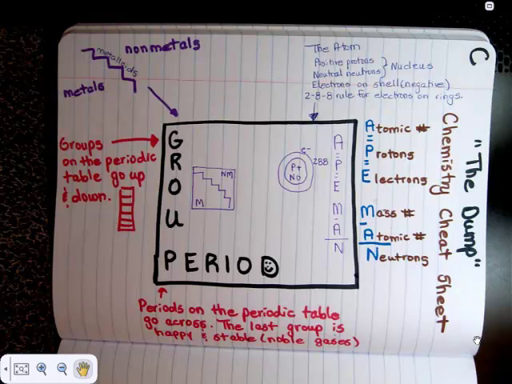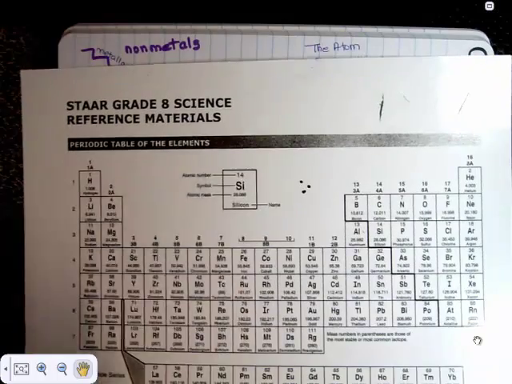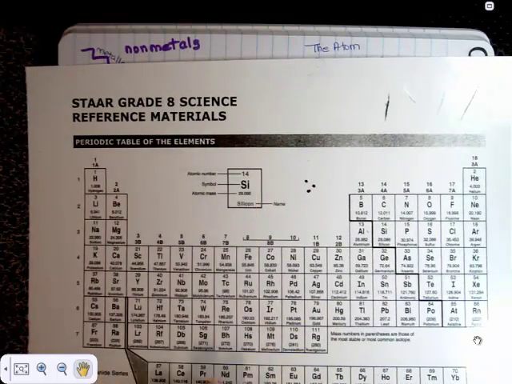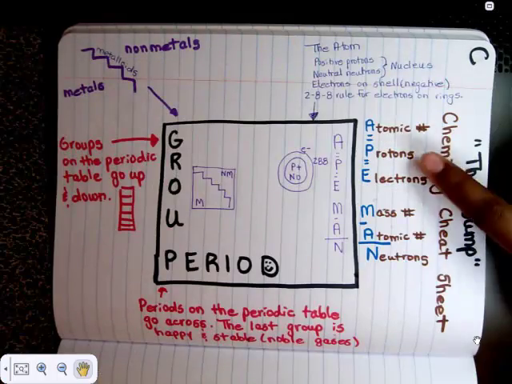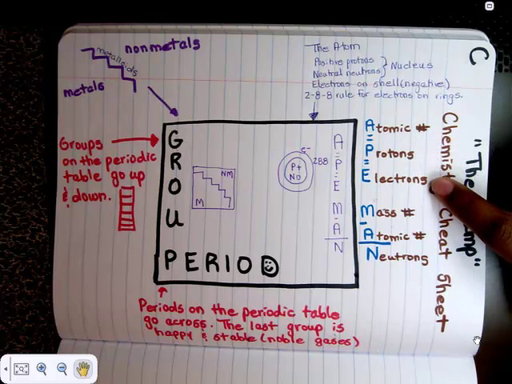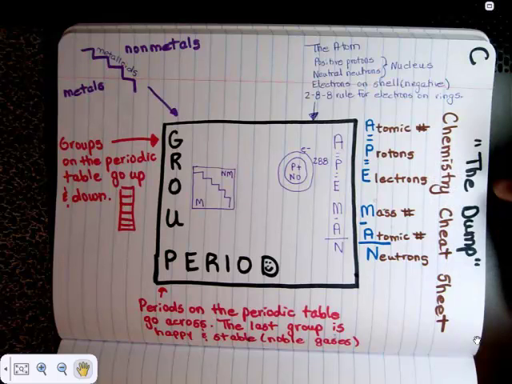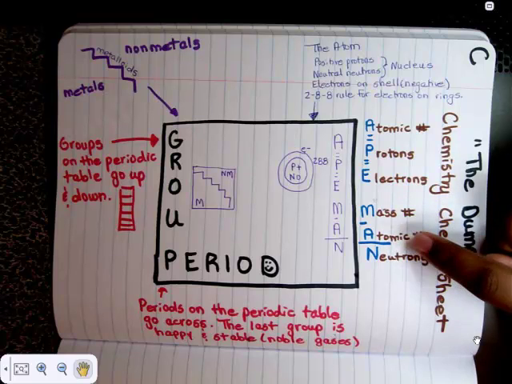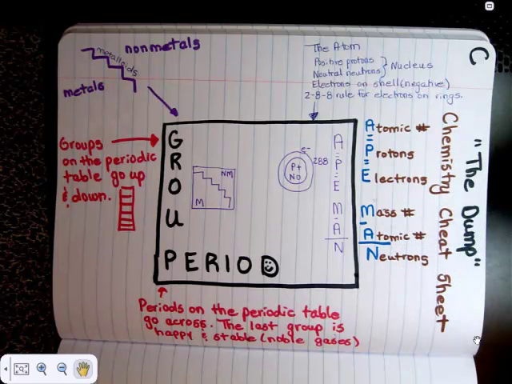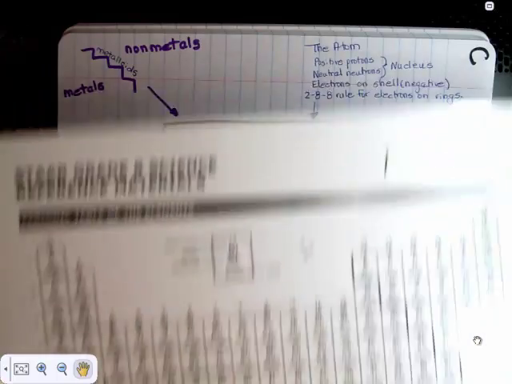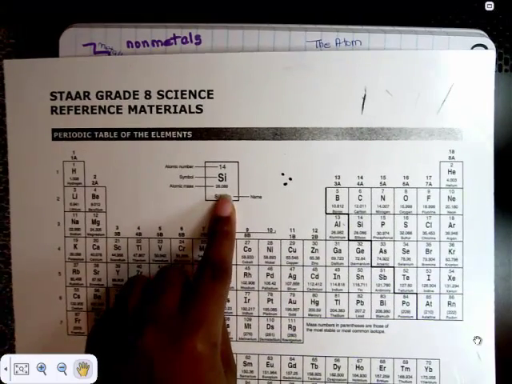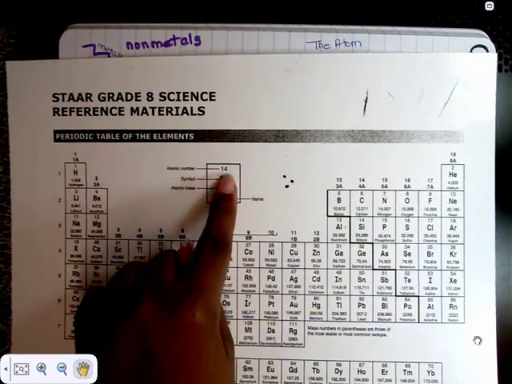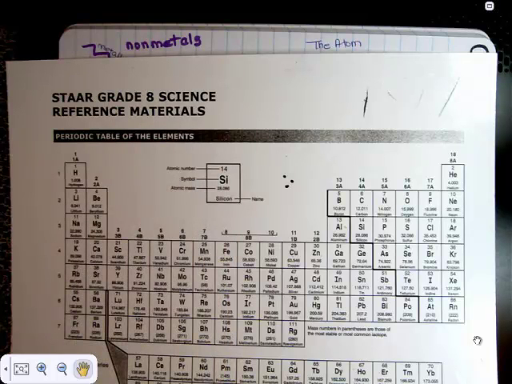This is a reminder that the atomic number, which is at the top of each box, tells you the number of protons and the number of electrons. Atomic number equals protons equals electrons. Man stands for mass number minus your atomic number, tells you the number of neutrons. So if you take this mass number and you subtract the atomic number, that will tell you the number of neutrons in the atom.